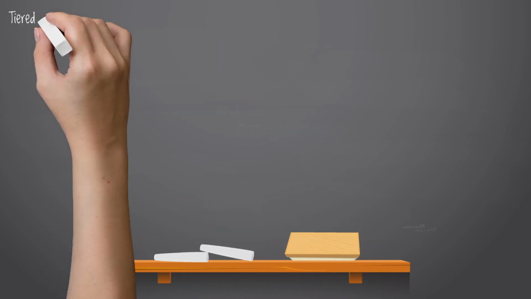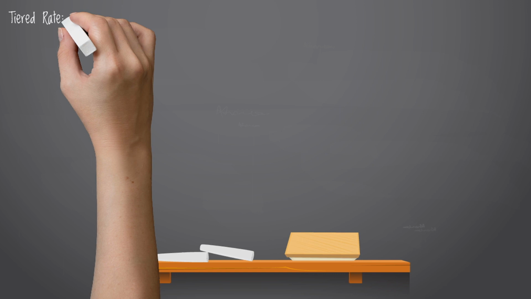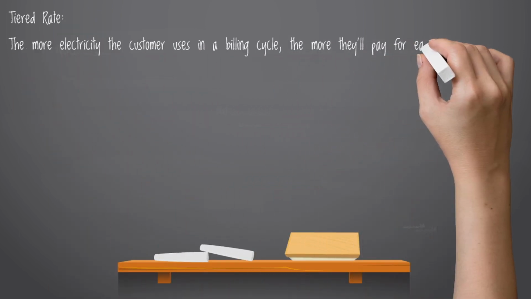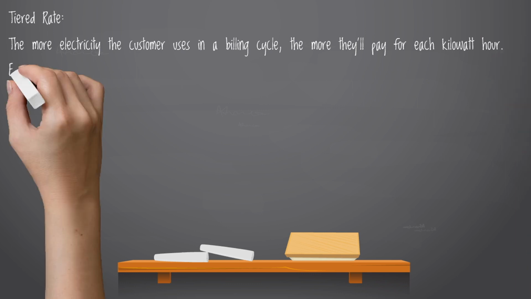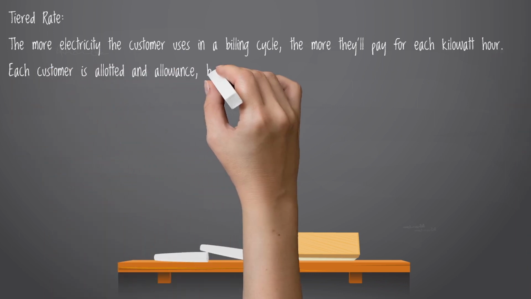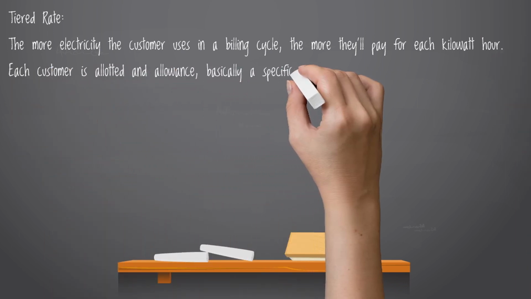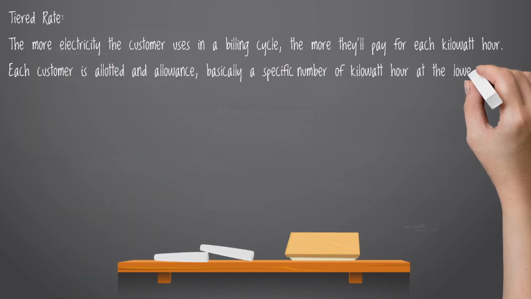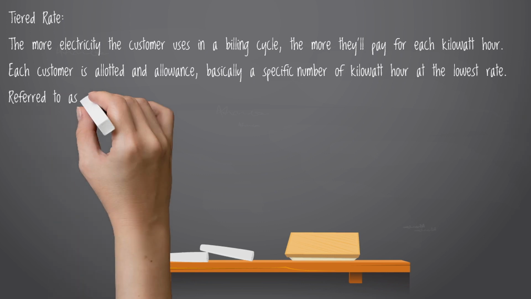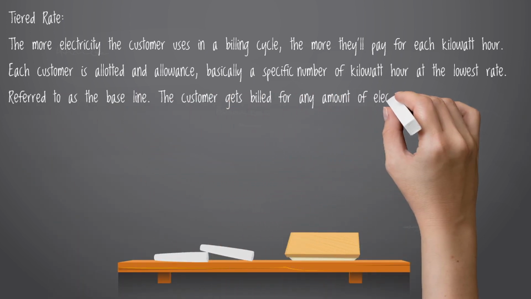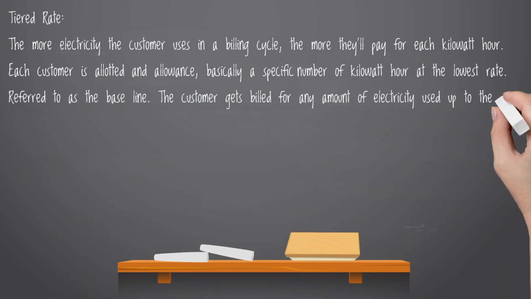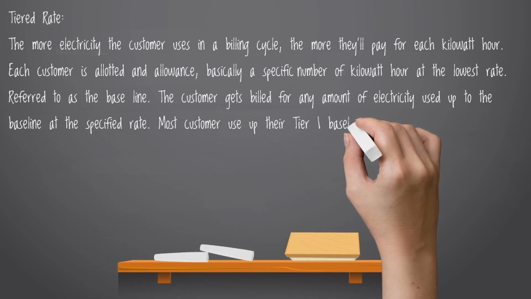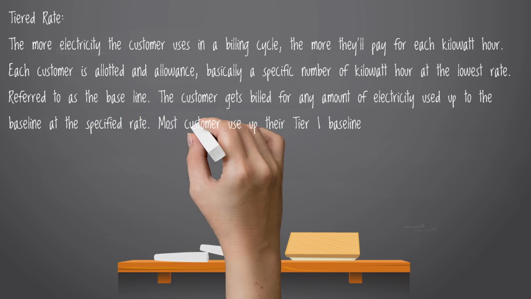Tiered rate. The more electricity the customer uses in a billing cycle, the more they'll pay for each kilowatt hour. Each customer is allotted an allowance, basically a specific number of kilowatt hours at the lowest rate, referred to as the baseline. The customer gets billed for any amount of electricity used up to the baseline at the specified rate. Most customers use up their Tier 1 baseline within the 5th and 12th day of the billing cycle.